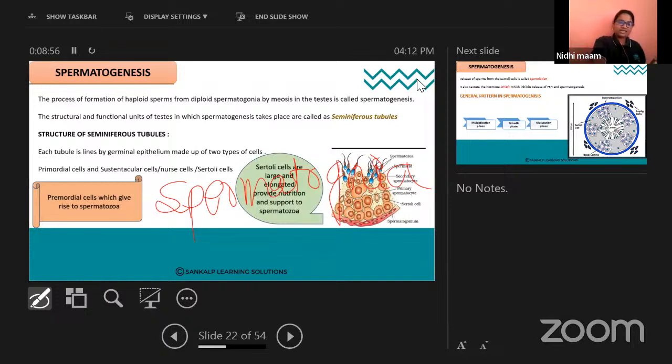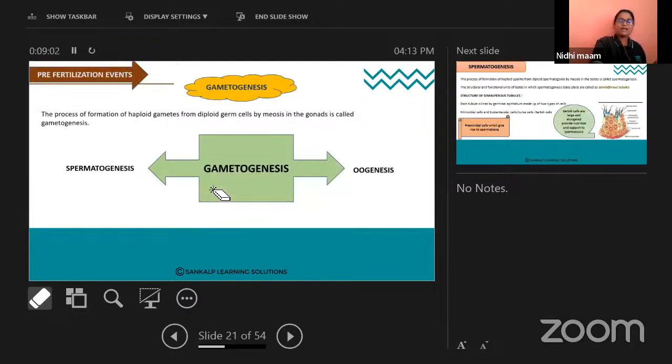Now, tell me, testis ಆಗತ್ತೆ ಅಂತ ಹೇಳಿದೆ. Testis ಅಲ್ಲಿ in which part does the spermatogenesis occur? We got to know the testis. Testis ಈ ರೀತಿ ಇರತ್ತೆ ಅಲ್ವಾ? Very good, Yamuna Gowda. It is the seminiferous tubules.